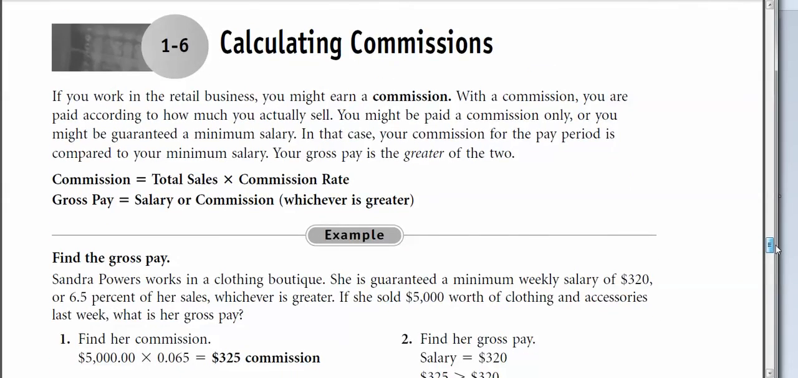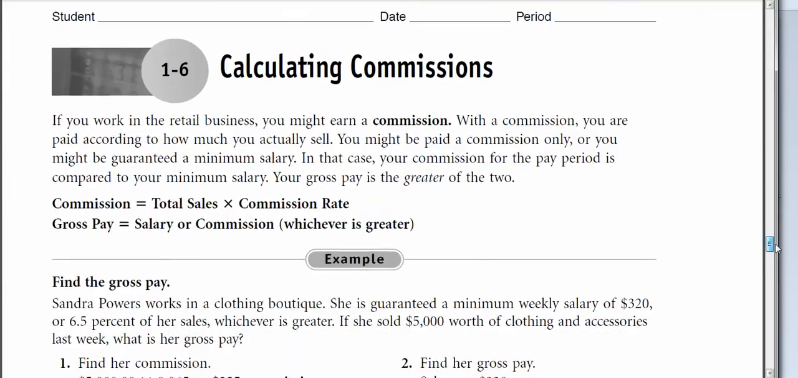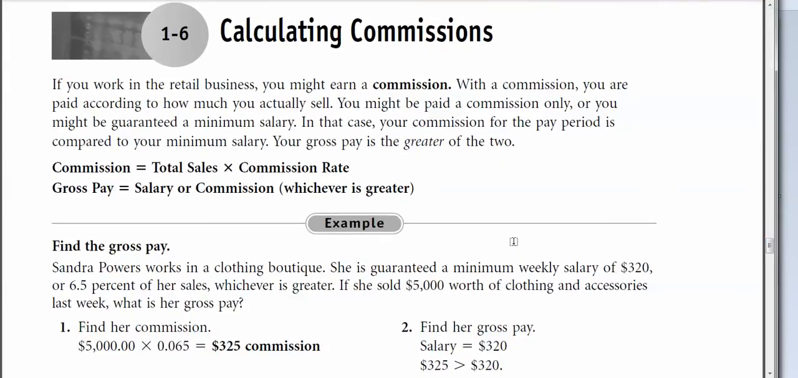Okay, so calculating commissions. I think we have 2 sections left. So calculating commission. What is commission? With a commission, you are paid according to how much you actually sell. You might be paid a commission only, or you might be guaranteed a minimum salary and then get commission on top of it. My mom works in this kind of job. She sells stuff for a living. She gets like minimum wage, and then anything she sells, she gets a percent of what she sells on top of that. That's what commission is. It's typically a salesperson's job of some sort.